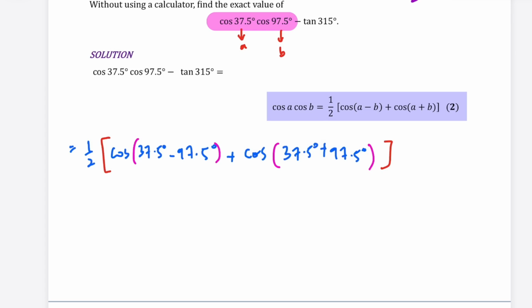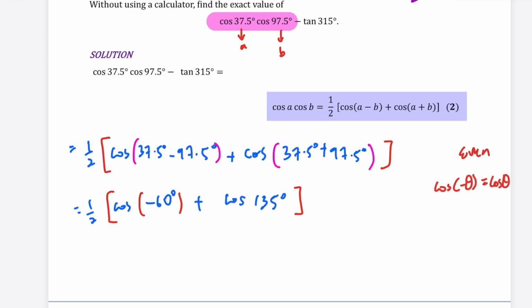So now let's further simplify. You will have half in here, cos minus 60 degree, and for the second one, this is cos 150. So now let's simplify the angle here. You'll get half, cos minus 60 degree plus cos 135 degree. By the even property, cos minus theta is equal to cos theta. Therefore, let's rearrange. Cos minus 60 now will become cos 60 degree.